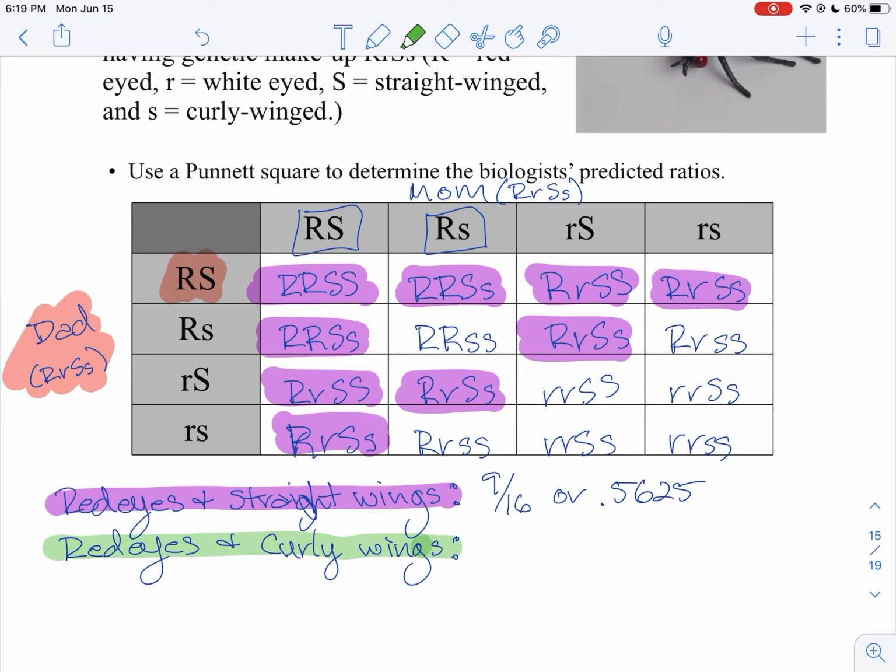Let's see, so we would have to have a capital R, but then both lowercase s's. That would happen here, here, here. Yep, that's it. So that would be 3 out of 16, or whatever 3 out of 16 is as a decimal, is 0.1875.